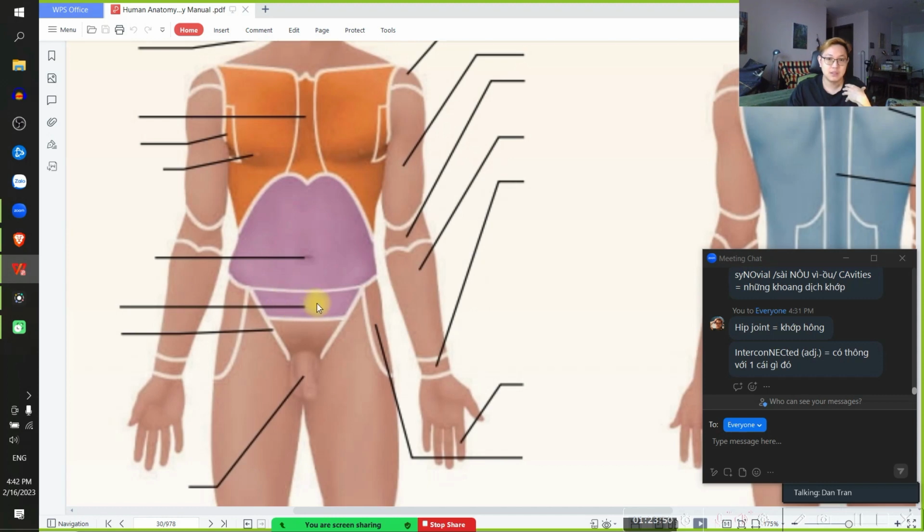Pelvic. Wait, is it pelvic region? Yeah, pelvic. Okay, pelvic region.